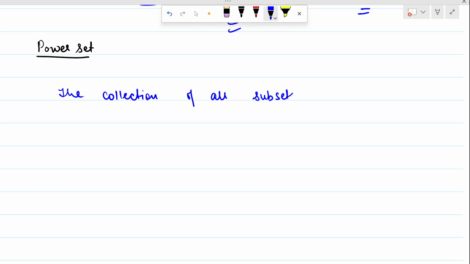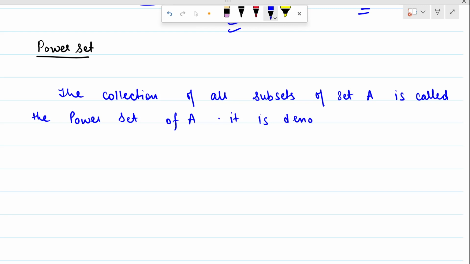Power set. What is a power set? The collection of all subsets of a set A is called the power set of A. It is denoted by P(A).